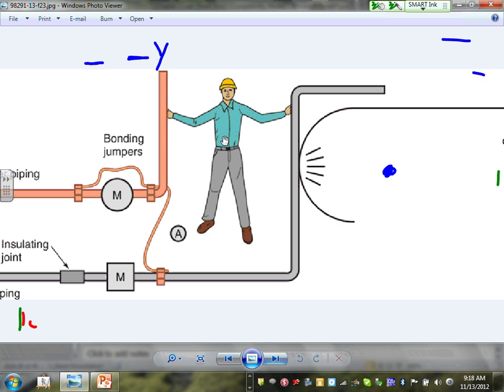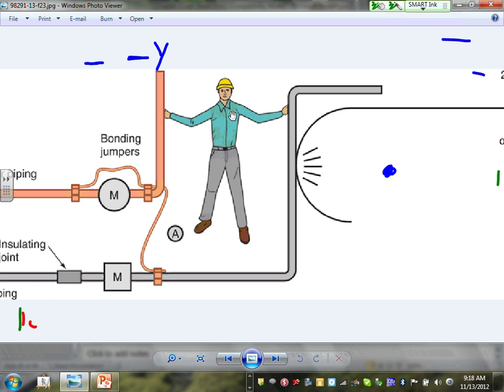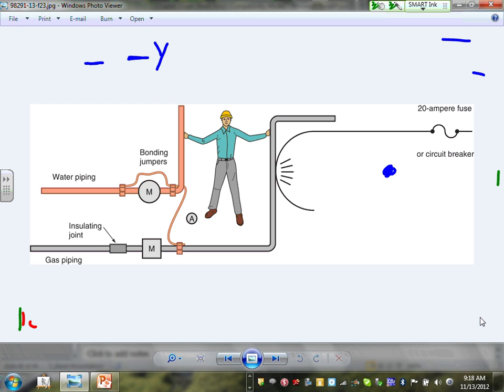Why do we bond? Because we don't want Jeff here standing, grabbing on a water pipe and another piece of conduit or gas pipe, and if they are not at the same potential, you could have a 480. Here's the problem. This could be sitting at 0, and this could be sitting at, let's just say, 277. And then what do you have across my friend's heart here? 277. Now that's a fatal shock. That's why we bond things together.